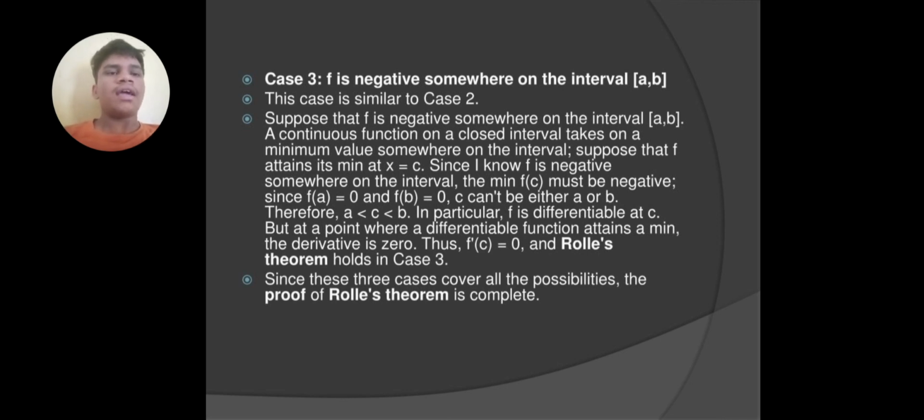In particular, f is differentiable at c, but at a point where a differentiable function attains a minimum, the derivative is 0. Thus f dash of c equal to 0, and Rolle's theorem holds in case 3. Since these three cases cover all the possibilities, the proof of Rolle's theorem is complete. If any one of these three conditions is not satisfied, then Rolle's theorem doesn't hold.